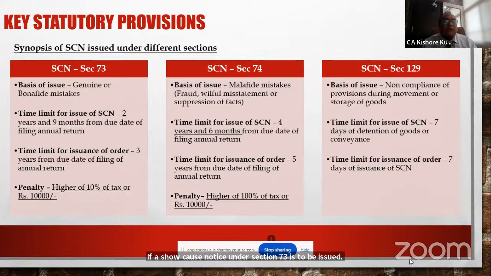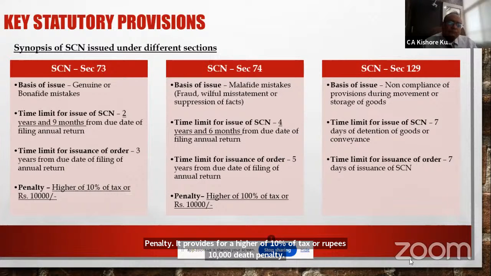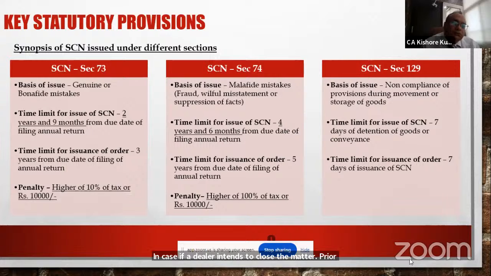Penalty: it provides for a higher of 10% of tax or rupees 10,000 as penalty. However, if a dealer intends to close the matter prior to the issue of show cause notice, or even within 30 days of issuance of show cause notice, there will be no penalty. That is the benefit of pre-closure of matters under section 73.